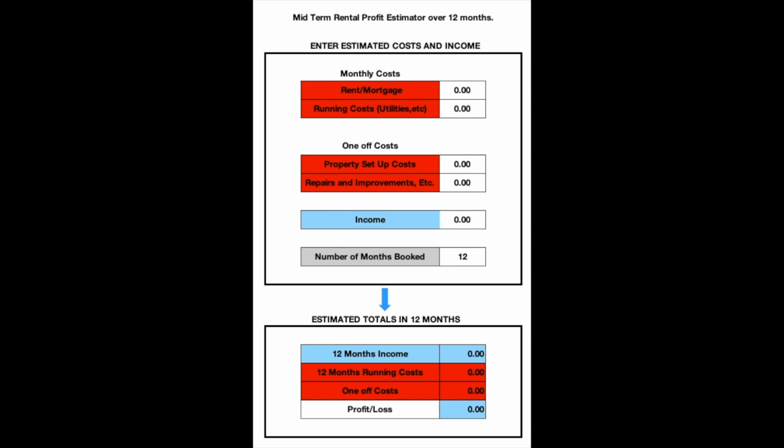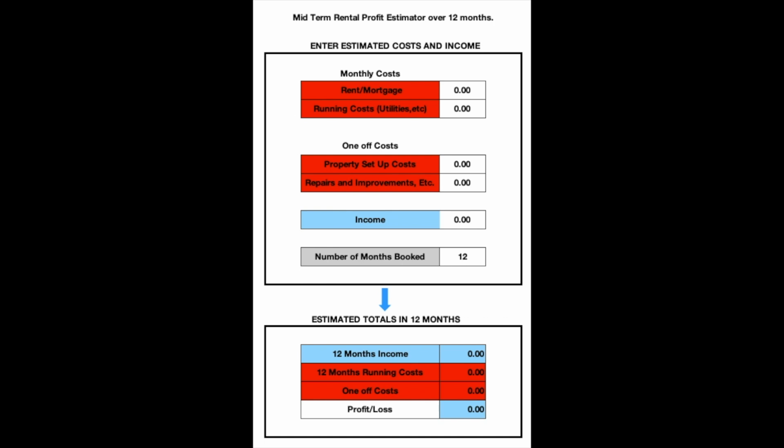Hello, I'm Richard, and I'm going to be talking about midterm rental from the point of view that you're considering starting doing midterm rental. And there are two scenarios I'm going to talk about. Scenario one is that you're already running a short-term rental and you now want to convert that to a midterm rental. And scenario two is that you're actually starting from scratch.